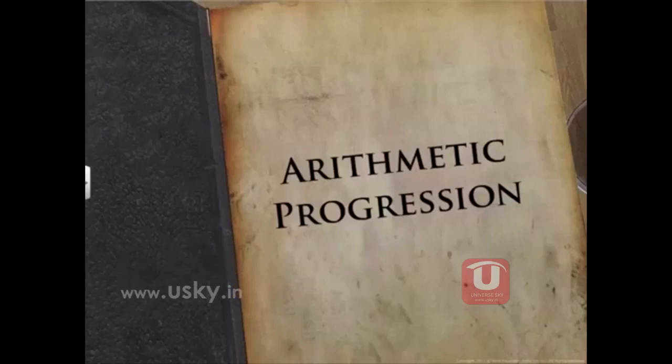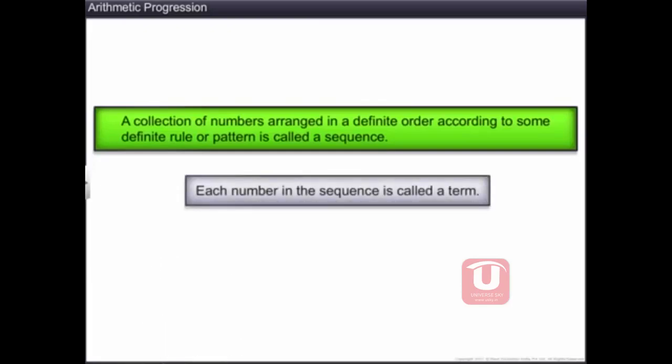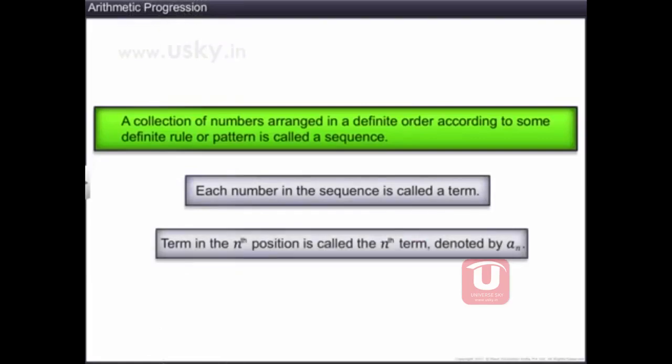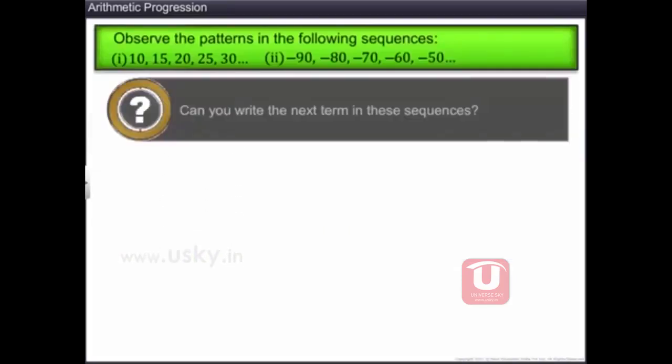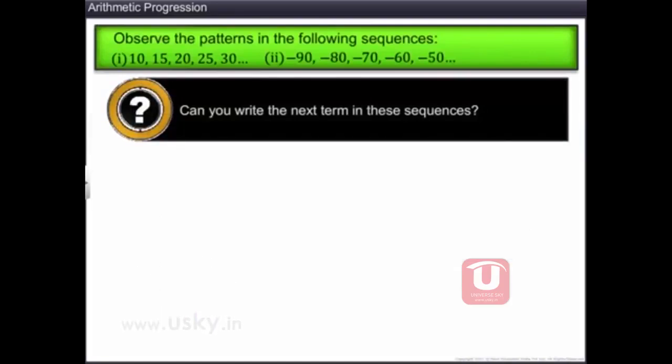In this module, you will learn about arithmetic progression. As we have learned, a collection of numbers arranged in a definite order according to some definite rule or pattern is called a sequence. Each number in the sequence is called a term, and the term in the nth position is called the nth term. Now, take a look at the patterns in the sequences shown here. Is it possible to write the next term in these sequences? Yes, by following the rule or pattern, it can be done.